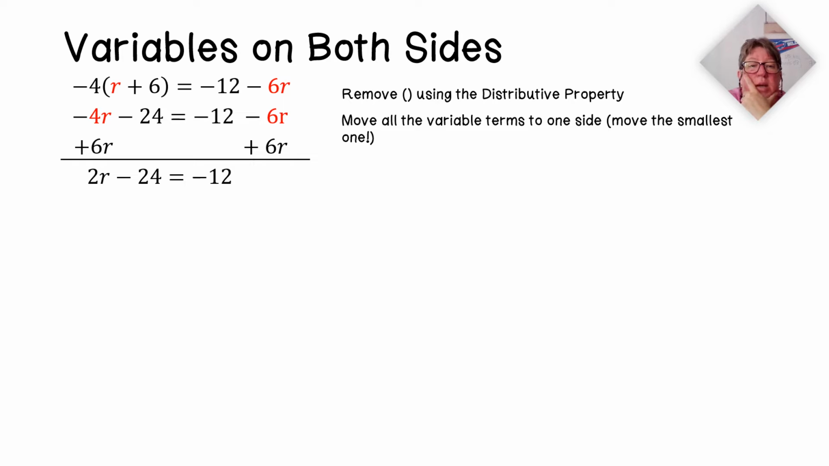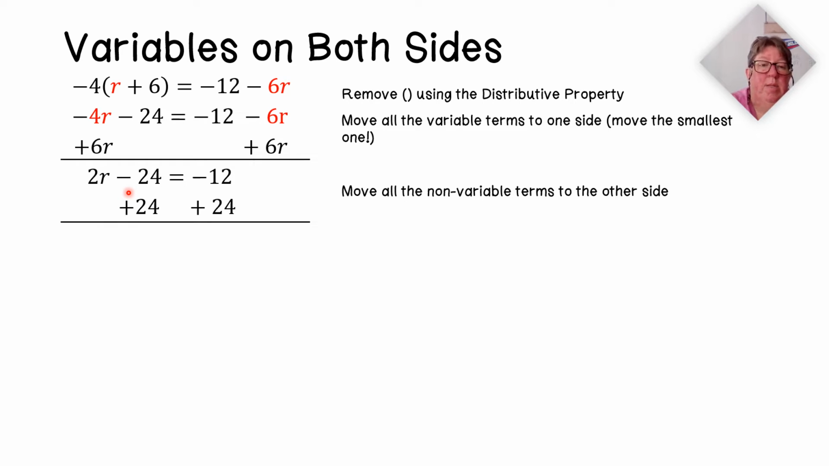So what's my next step? Now that I have all my variable terms on one side, I'm going to move all the non-variable terms to the other side. So I have 3 terms left in my equation. This term has a variable, this one doesn't, and this one doesn't. I want to concentrate on the variable side of the equal sign and move the non-variable terms to the other side. So I want to eliminate this minus 24. How do I turn minus 24 into a 0? I add 24 to both sides. And then I get 2r is equal to 12.